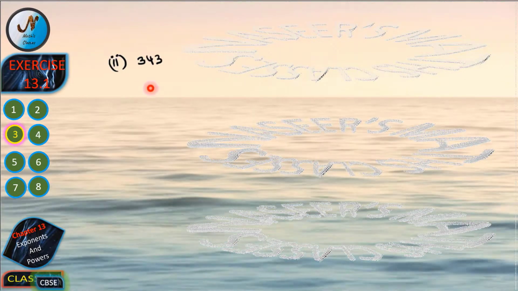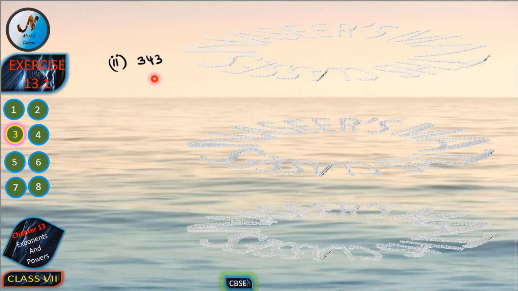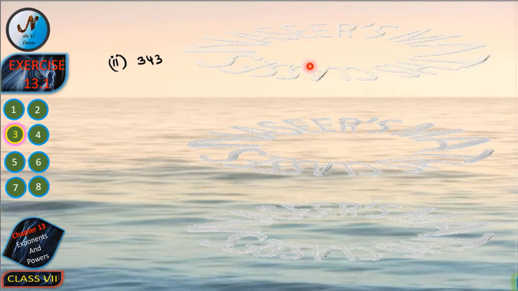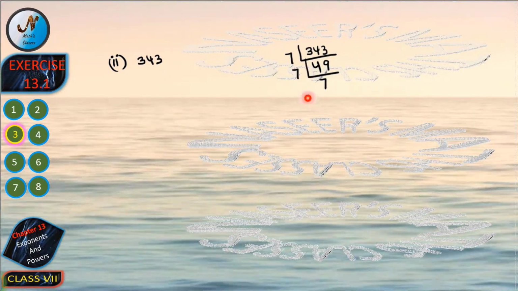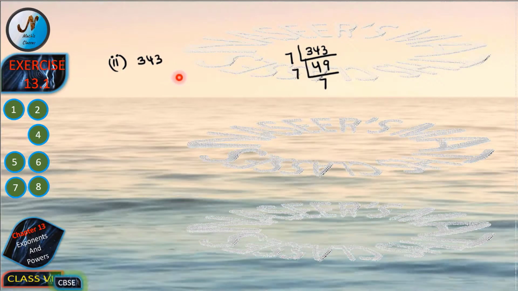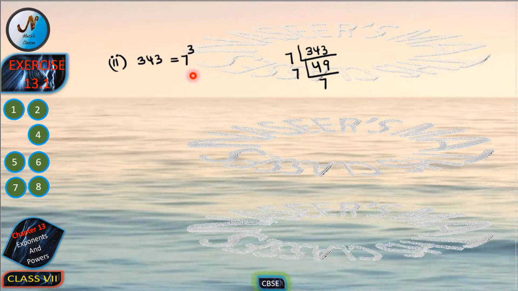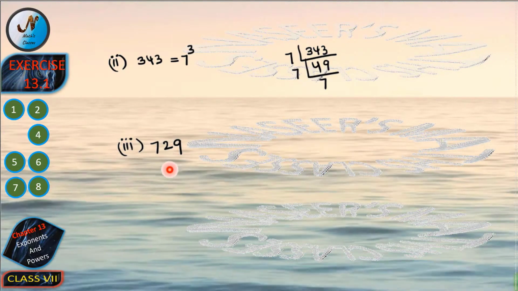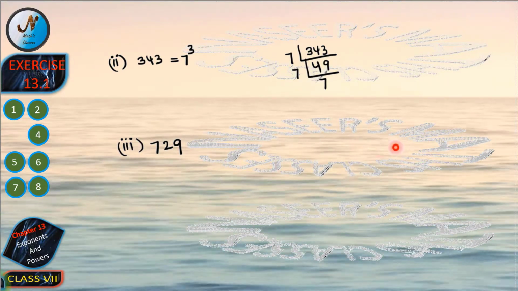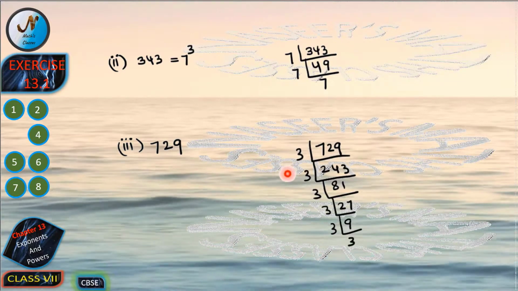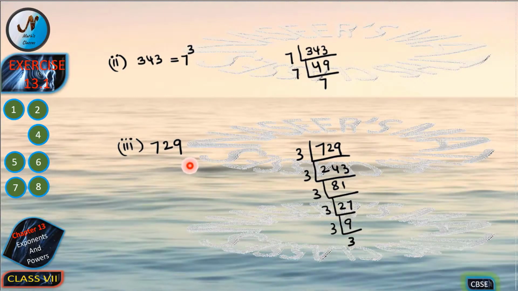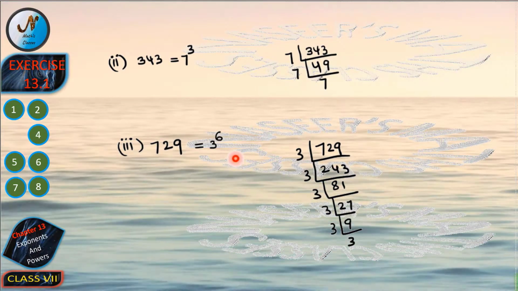Next, to write the exponential form of 343, we have to find the prime factors of 343 using prime factor 7. So we get 3 7's. So 343 is written as 7 cube. Next third one, 729. To find the exponential form of 729, we divide it with a prime number. So we divide with 3, we get 6 3's. So 729 is written as 3 power 6.